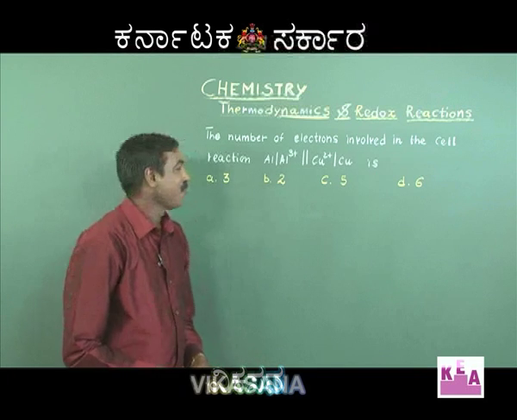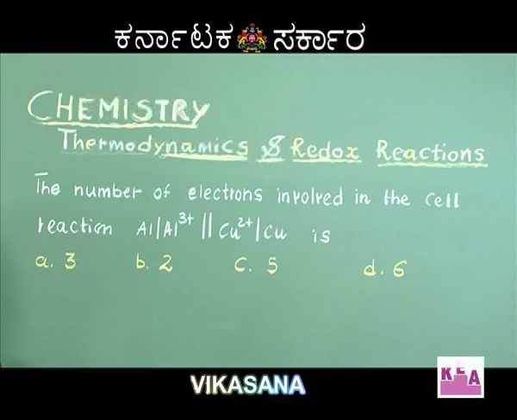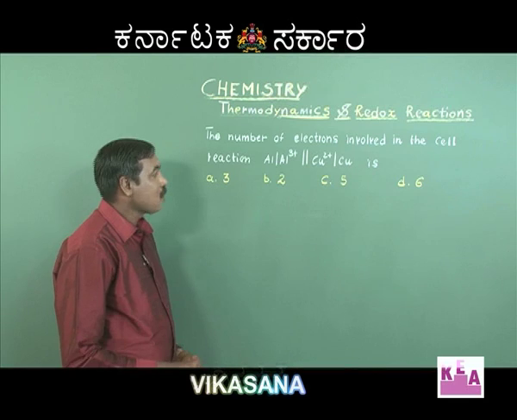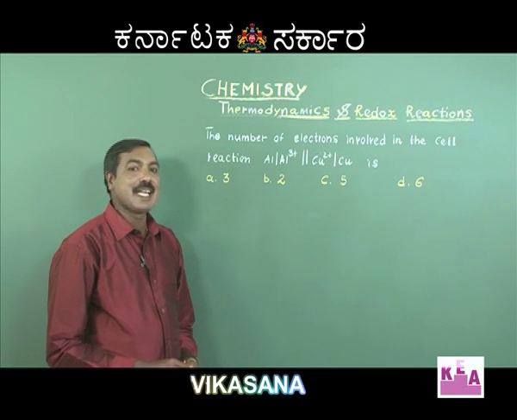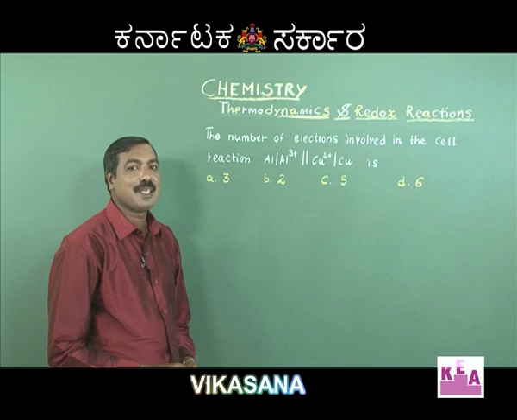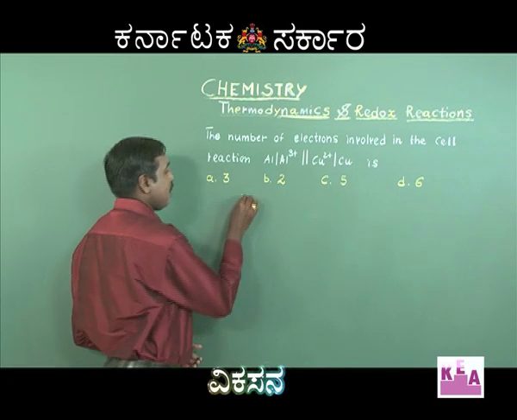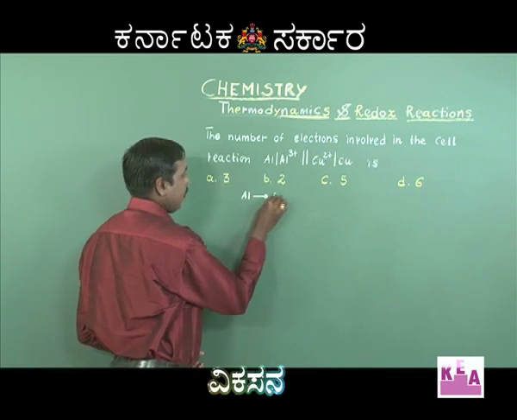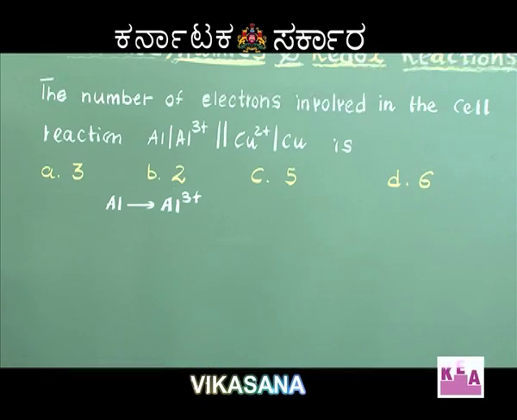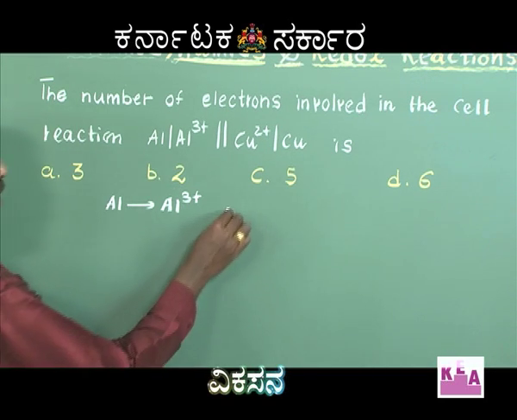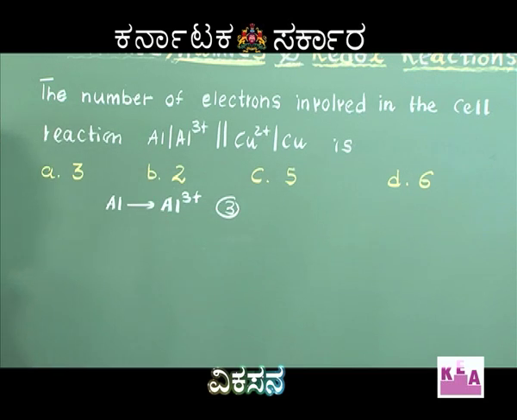In the next question, the number of electrons involved in the cell reaction. There are two half cells connected by a salt bridge. Aluminium is at the anode, copper is at the cathode. The total number of electrons involved in the cell reaction. How do I do it? Now at the anode I have Al giving me Al3+. The half cell reaction at the anode is Al giving me Al3+. I have 3 electrons involved in this step.